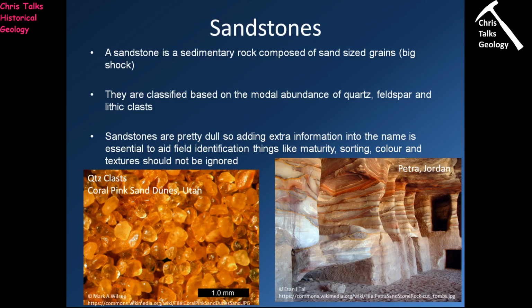So that means if you can get any extra information into your name, if you name a sandstone, it's always helpful. So you could have things like, if your sandstone has lots of iron oxide minerals in it, which stain your sandstone red, you would simply refer to it as a red sandstone. It's just that little bit of basic additional information that makes life a little bit easier for other geologists.